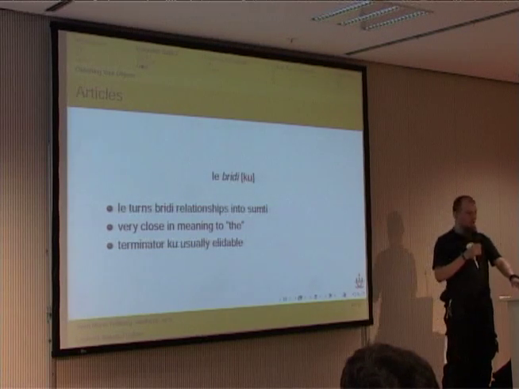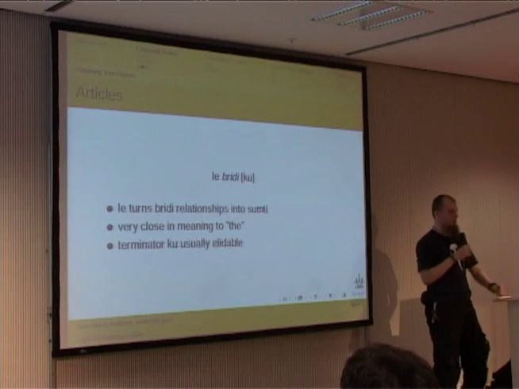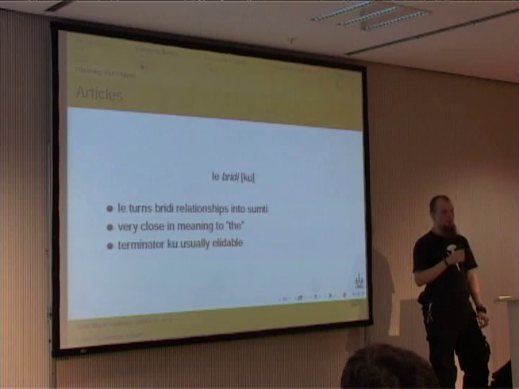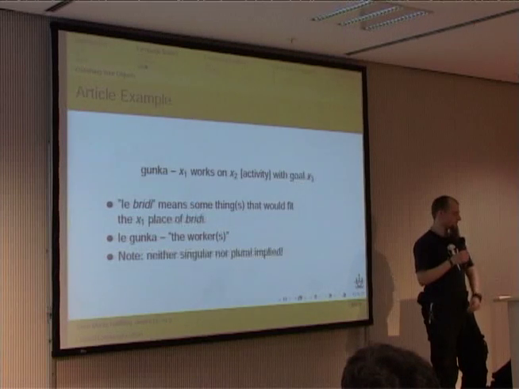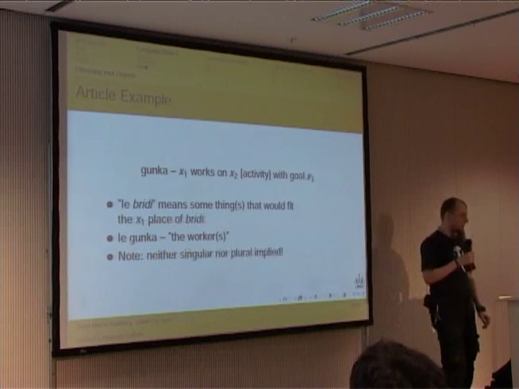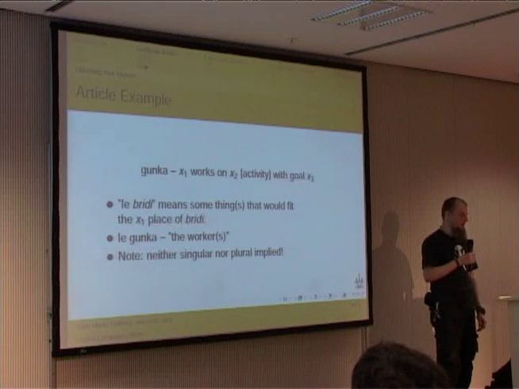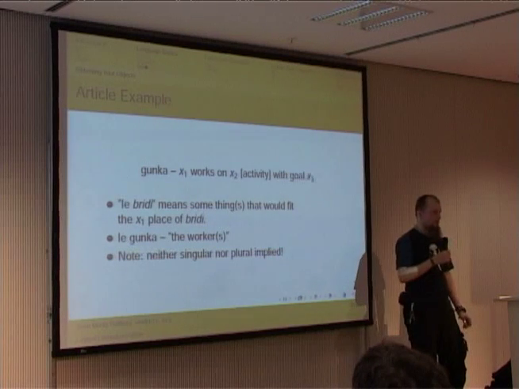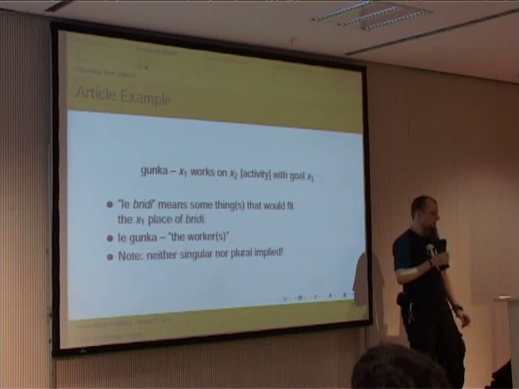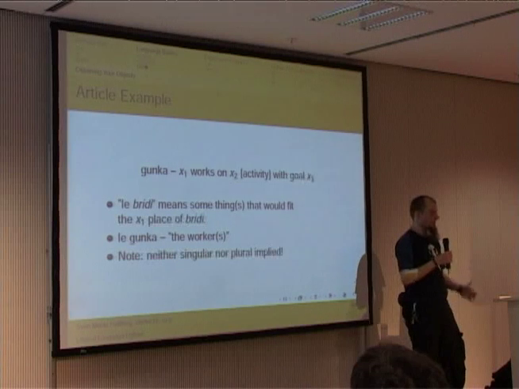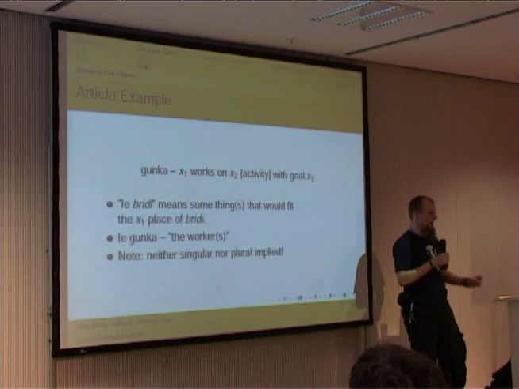Again, ku is a terminator word, which is necessary to put there in case ambiguity could result, but usually you can leave it out. So to give you an example, the word gunka means x1 works on x2 with goal x3. And now if you say le gunka, it means the workers. It means some specific thing that I have in mind which would fit the x1 place of gunka. It's always the x1 place.